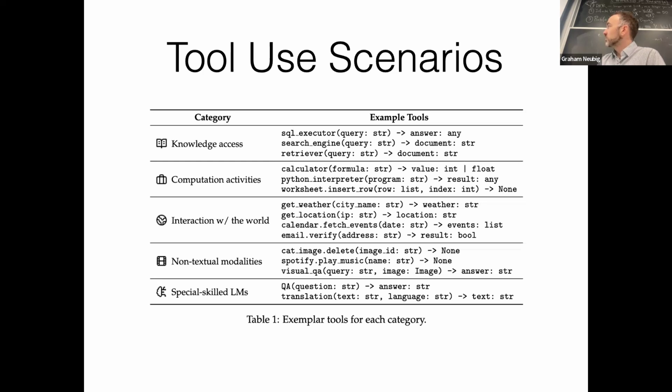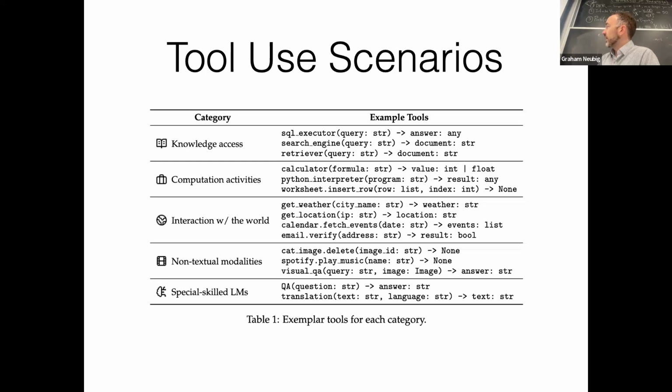Other things are interaction with the world, either through observing or acting. So you can get the current weather, get your location, fetch events from a calendar, verify whether an email address is an actual email address or not, things like that. Another place where tools have been used, though it's maybe a little bit less important now that we are using multimodal language models, is for non-textual modalities. So you could call an image captioner to get a caption of an image, play music on Spotify, do visual QA.